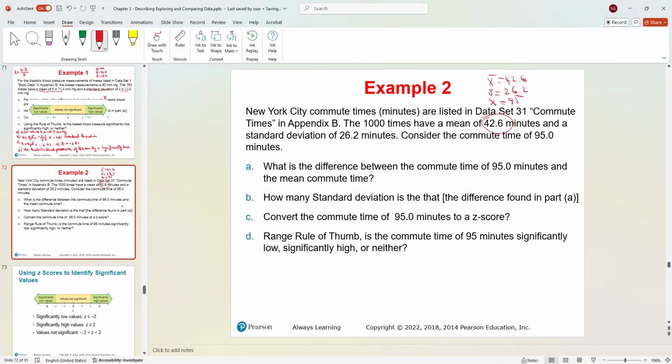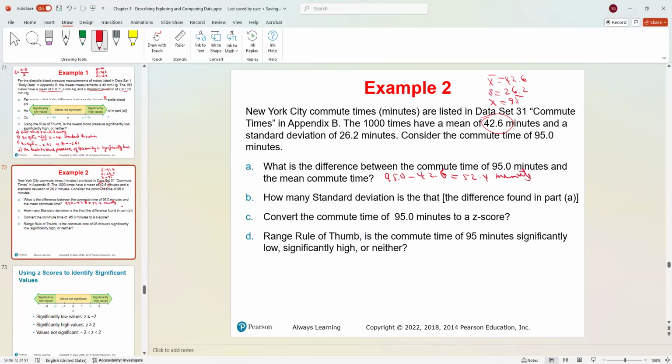So if you want to look for the difference in this case, you do 95 minus 42.6. That would definitely give you the correct answer of 52.4 minutes.